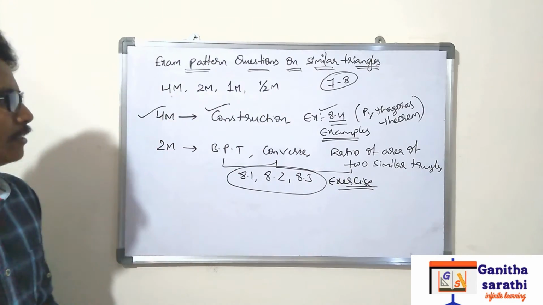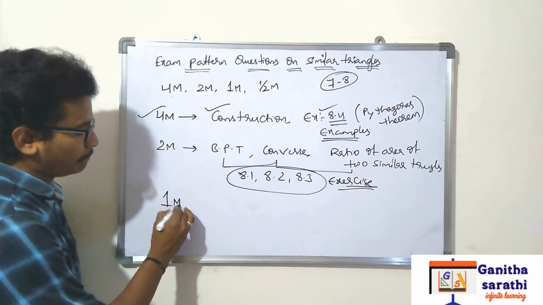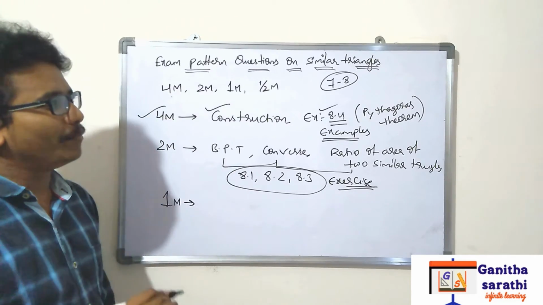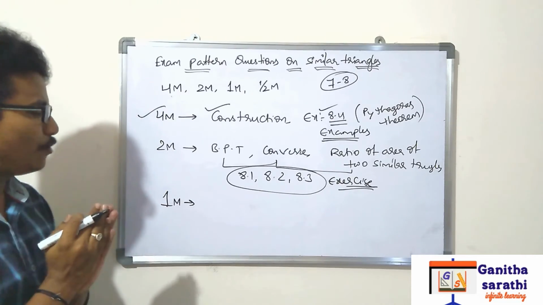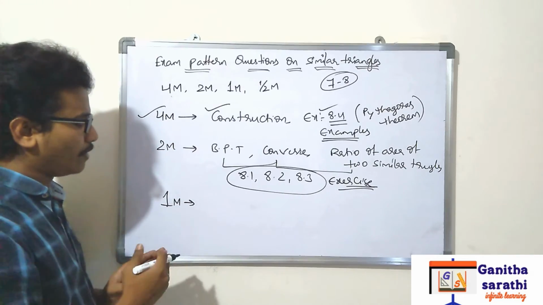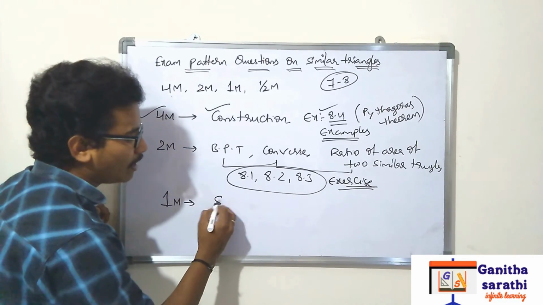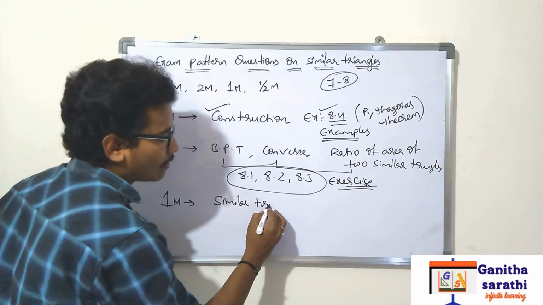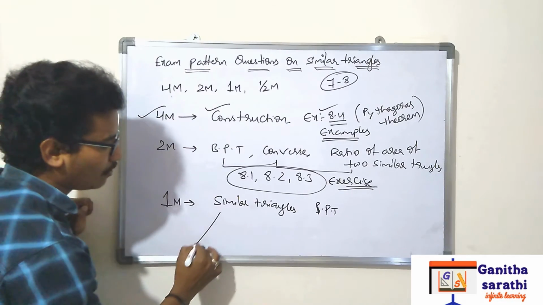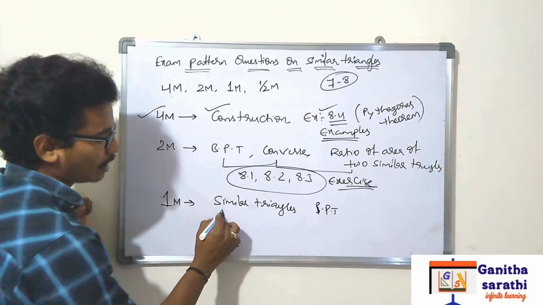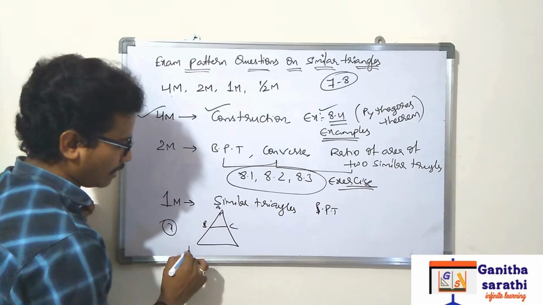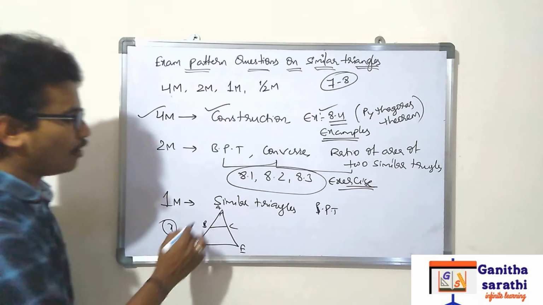Okay, 2 marks questions and 1 mark questions. 1 mark questions from similar triangles will be based on what I said in my first or second video of similar triangles, where we discussed similar triangles and the basic proportionality theorem. He will ask us to find the value of x, a, b, c, d, e. He will ask us to find the value of x.